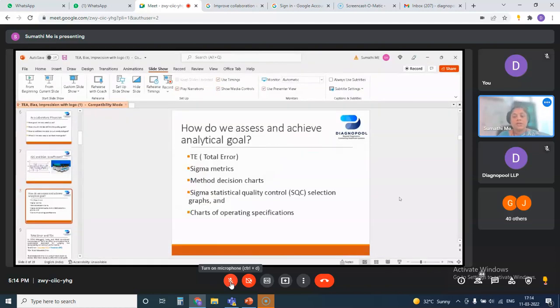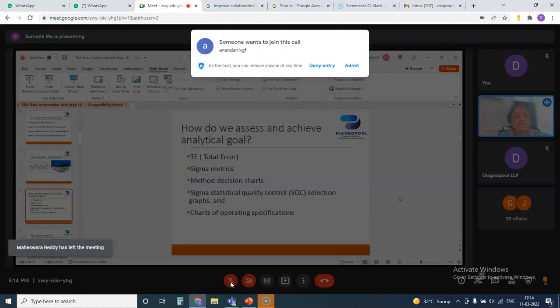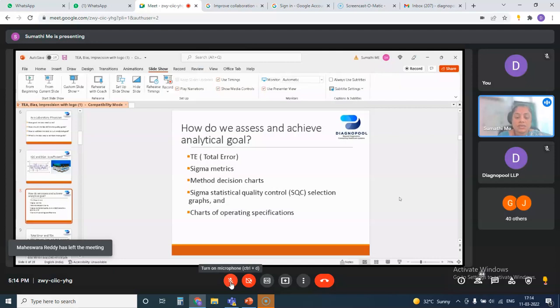So we saw that IQC and EQA, as separate entities, cannot be taken alone to assess our total error. It has to be comprehensive as a whole to assess our quality goal or analytical goal. So we have several models which have been established to assess our analytical quality. One important model, proposed in earlier days and in practice for quite a long time, is calculating the total error.